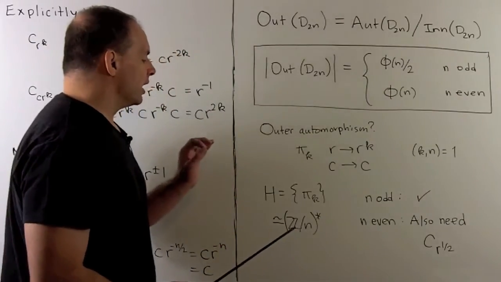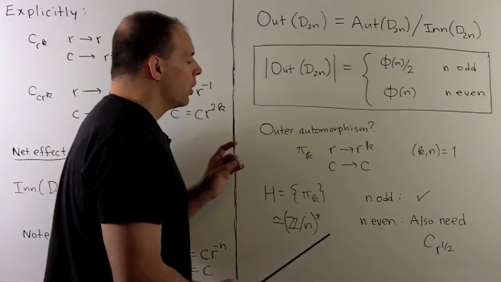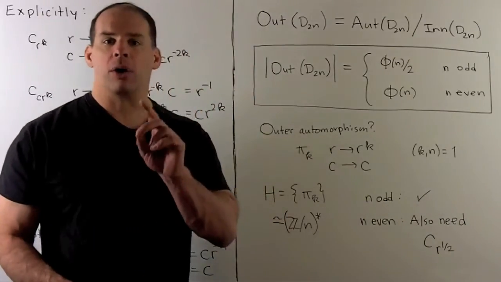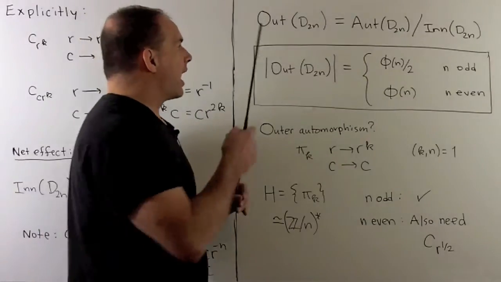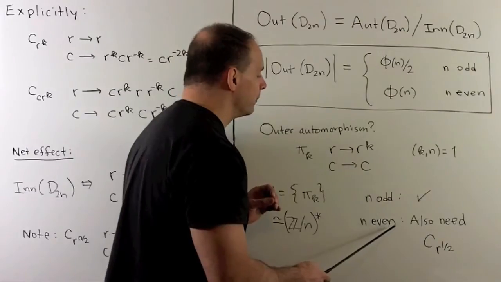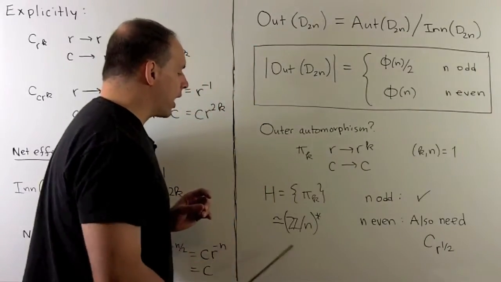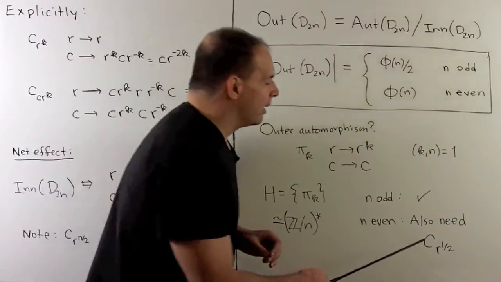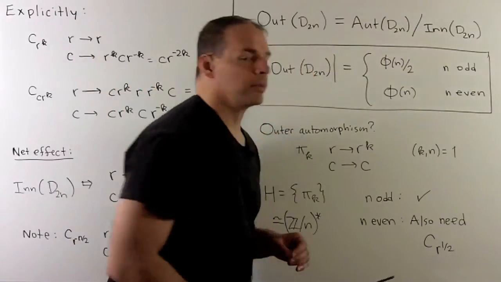Now, question is, is this enough? When n is odd, the answer is yes. We'll get all the outer automorphisms that we need to get out of D2n. In the case n even, this is only going to get us halfway there. To get the other half, I have to consider conjugation by the square root of r.